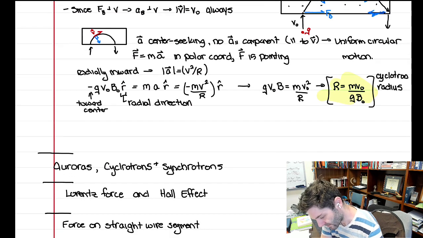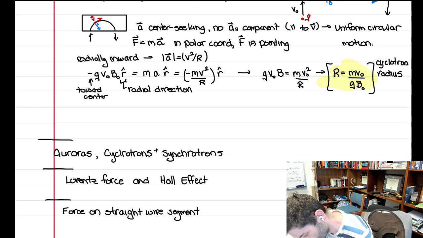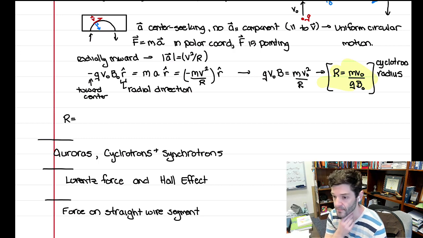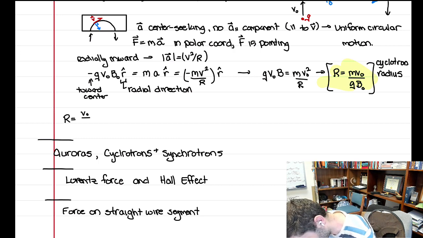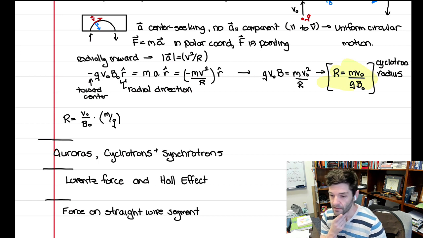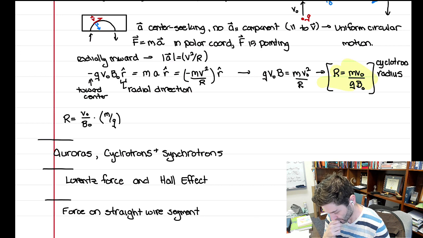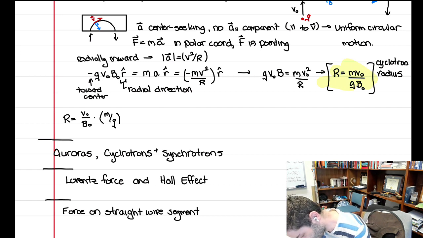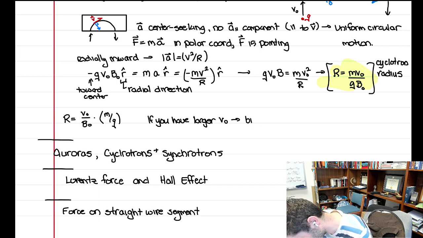All right, so a couple things to point out. If I write the radius as v naught over B naught times m over q, we can ask ourselves kind of what are the dependencies on this. So the dependencies seem to be that if you have a larger v naught, right? Say you increase v naught, what does that mean? That means a bigger circle.